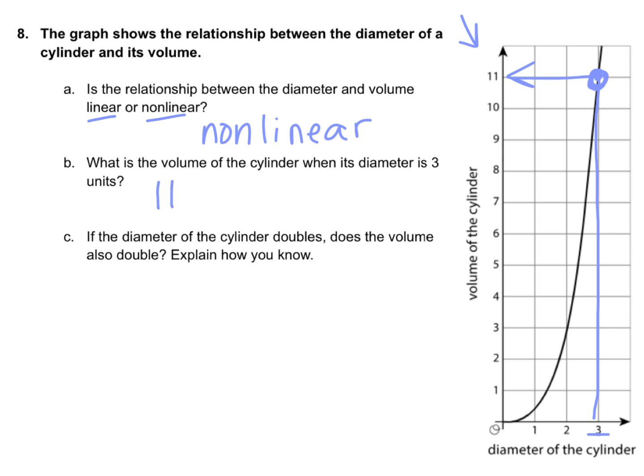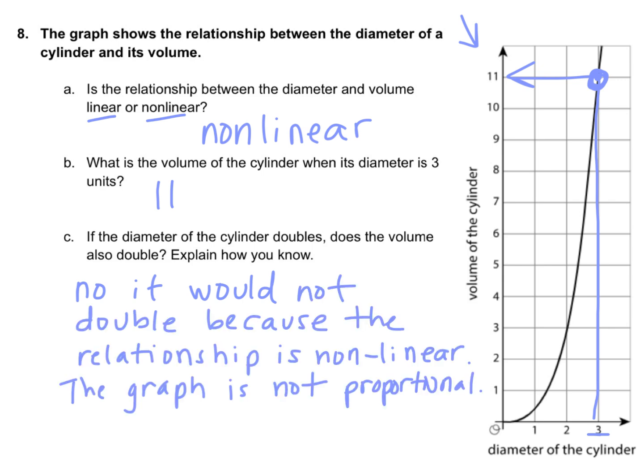And then if the diameter of the cylinder doubles, does the volume also double? Explain how you know. So if I doubled the diameter of 3 and made it into 6, you can see how this is growing and it's curving, so it's not going to be consistent. So I would say no, it would not double, and that's because the relationship is non-linear. And then I added another note that the graph is not proportional and not linear, so the volume would not double if the diameter doubles.